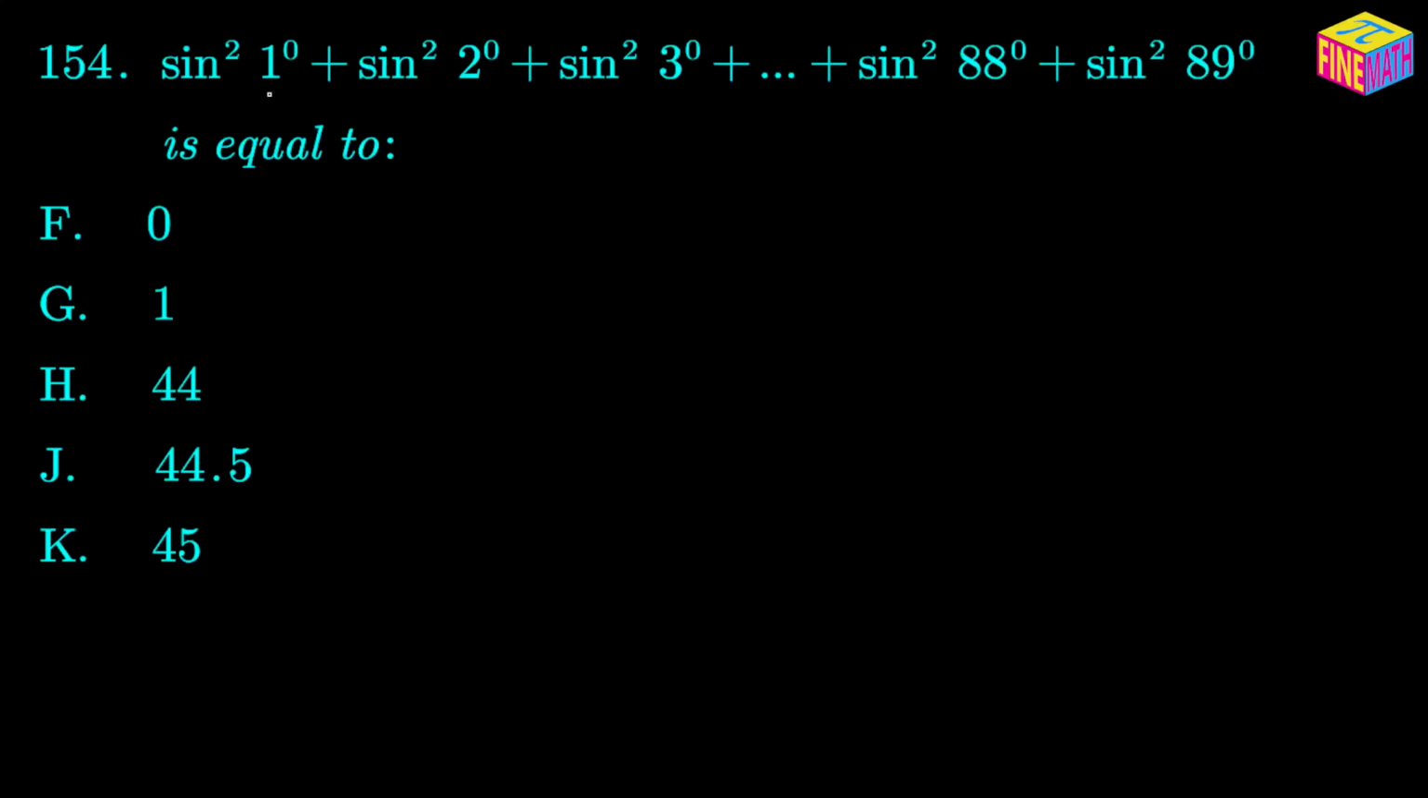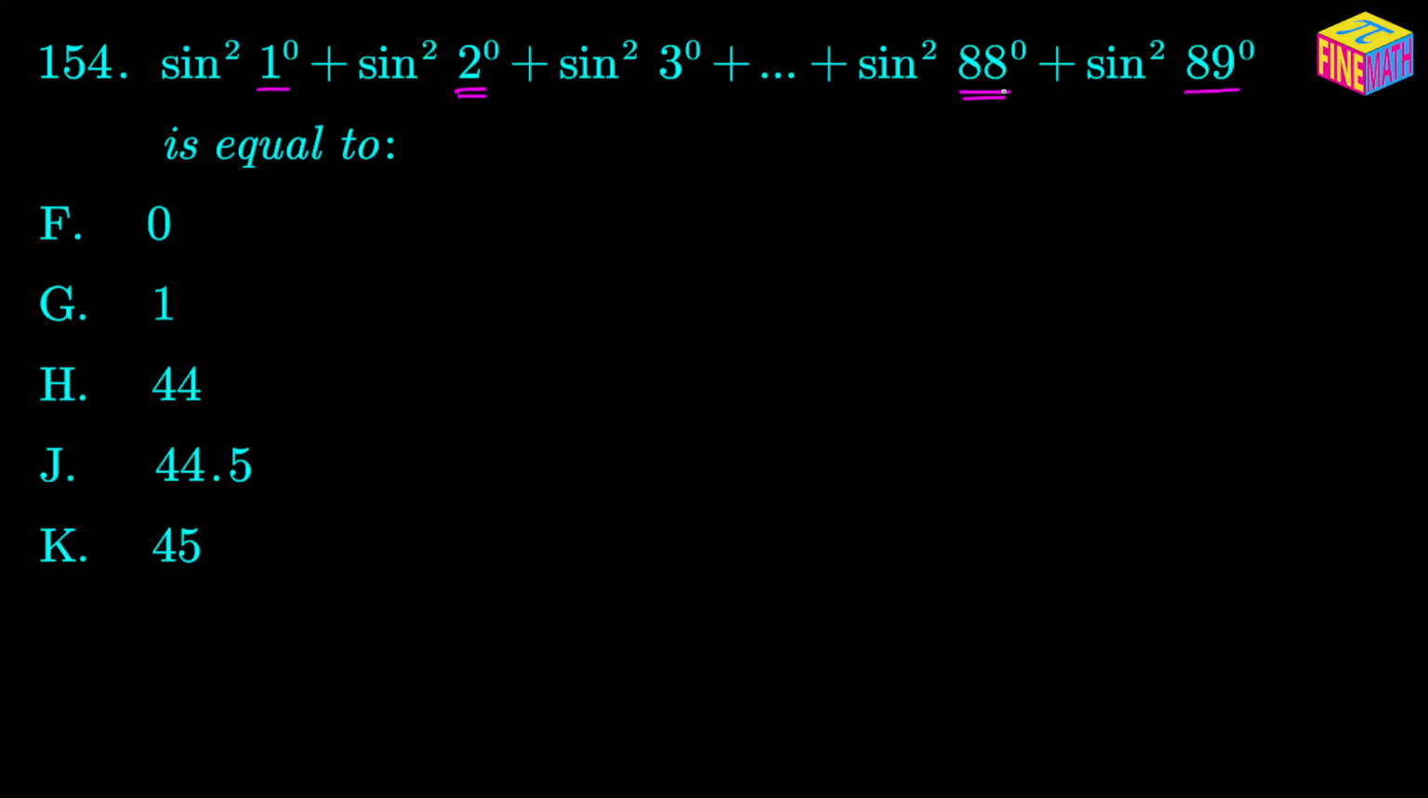Now if you look at this, the first term has 1 degree and the last term has 89 degrees, and if you think about their sum, it would be 90 degrees, right? If you simply think about the angles, the angle in the first term and the angle in the last term, their sum would be 90 degrees. And similarly, if you look at the second term and the second from the last, the sum of the angles there is also 90 degrees, because 2 degrees plus 88 degrees is 90 degrees.